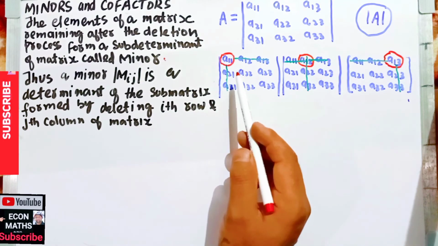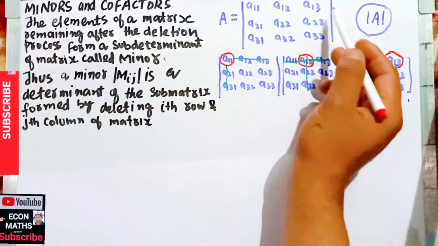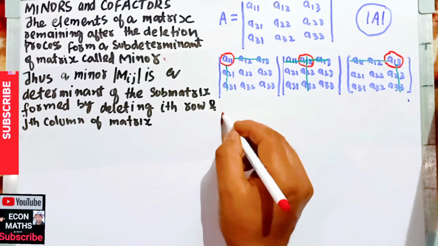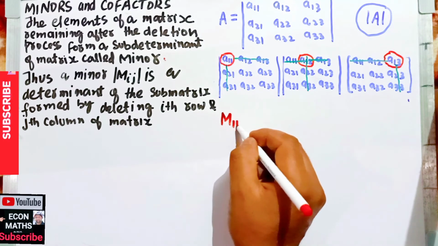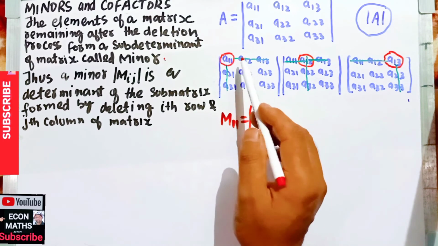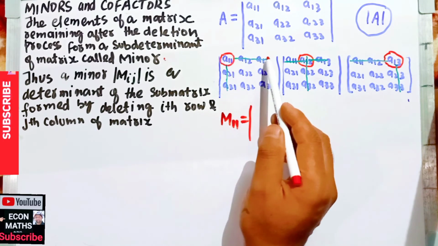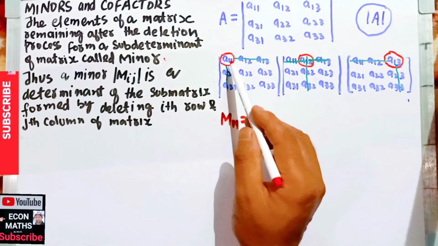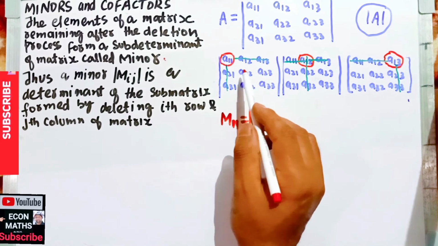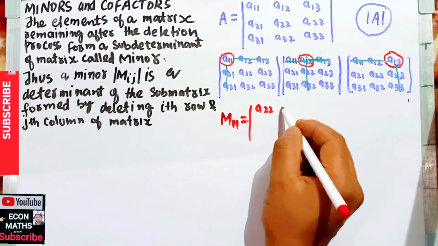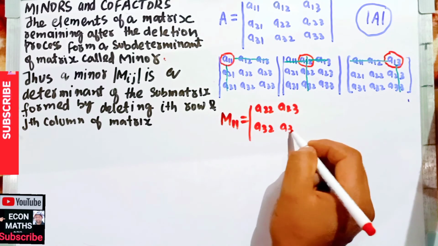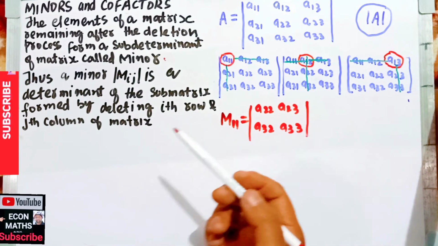If this is the given matrix, then the first minor will be M11. That is, the first minor is found by deleting the first row and the first column, that is the ith row and jth column. So the remaining submatrix is A22, A23, A32, and A33. So this is a minor.